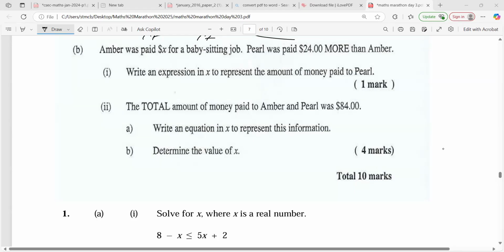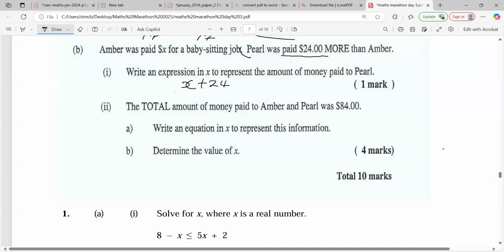All right, let's go. So it says Amber was paid x dollars for a babysitting job. Pearl was paid $24 more than Amber. Write an expression to represent the amount of money Pearl was paid. So if Amber was paid x dollars and Pearl was paid 24 more, whatever x is, you just add 24, right? It will be x plus 24. And you get 1 mark there.